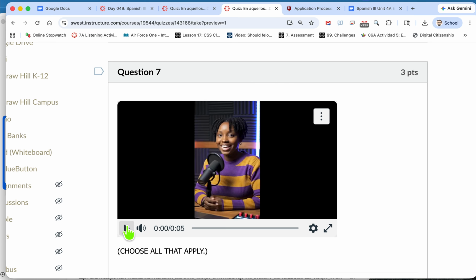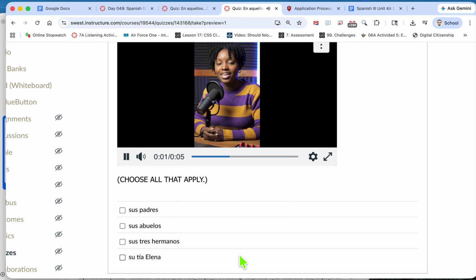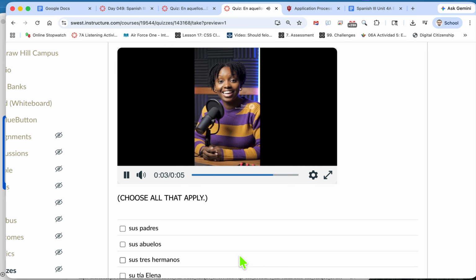Let's try this one. ¿Quién, además de Martín, vivía en la casa de Martín en aquellos días?